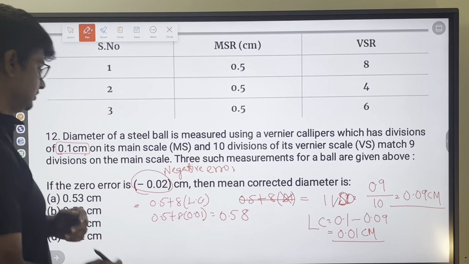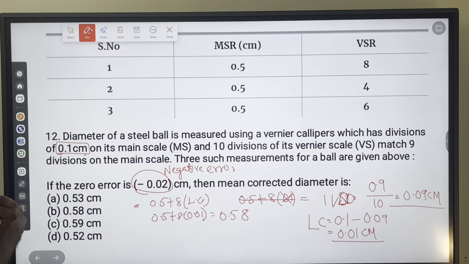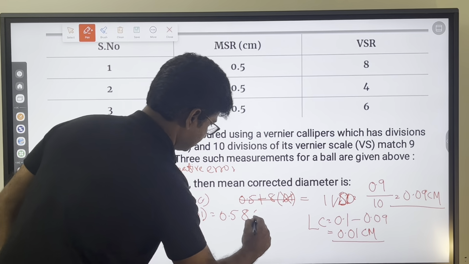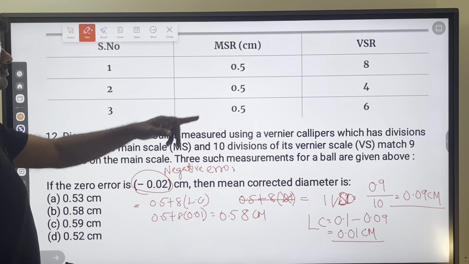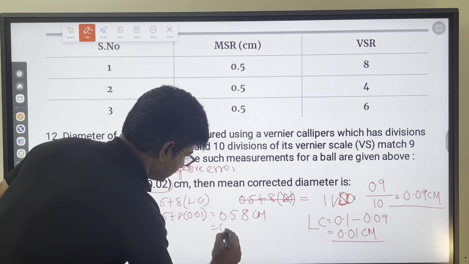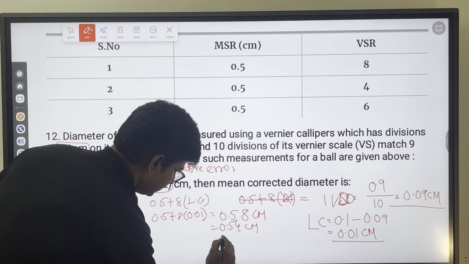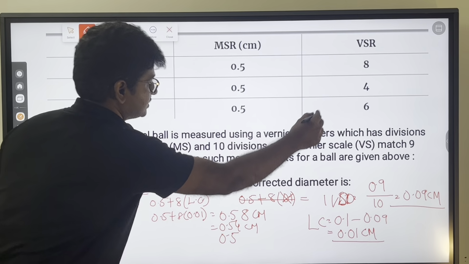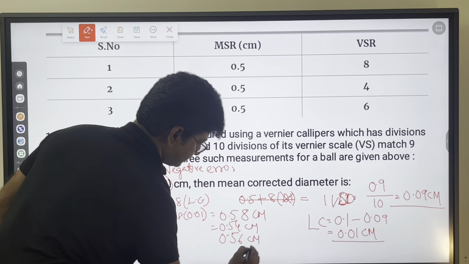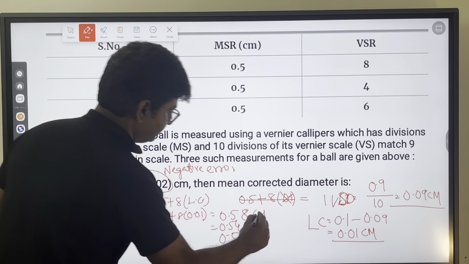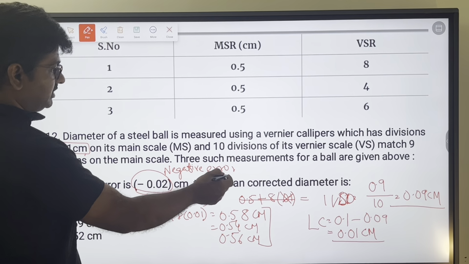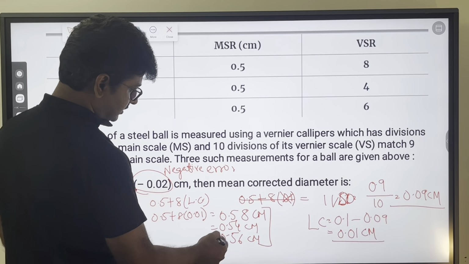Yes, 0.58 centimeters. Similarly, second reading will be 0.54 centimeters and third reading will be 0.56 centimeters. So what is the average of this? Mean. You have to find the mean corrected value. So what is the mean of this?